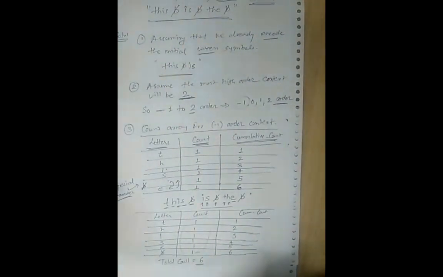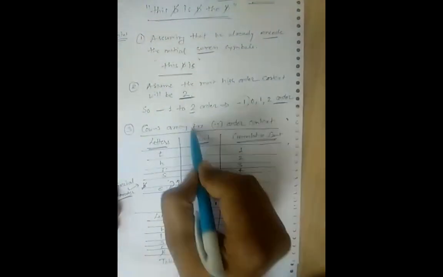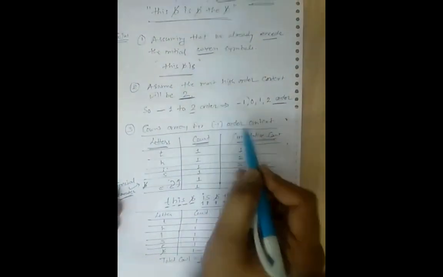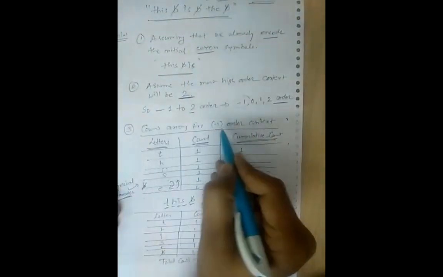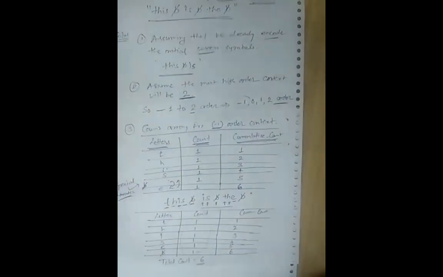So what is the total count over here? This is my count value. So yes, total count will be 6. So this way, I need to end up with my minus 1 order context. Count the array for minus 1 order context.